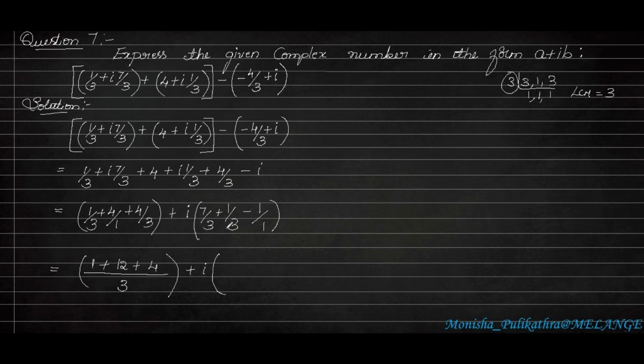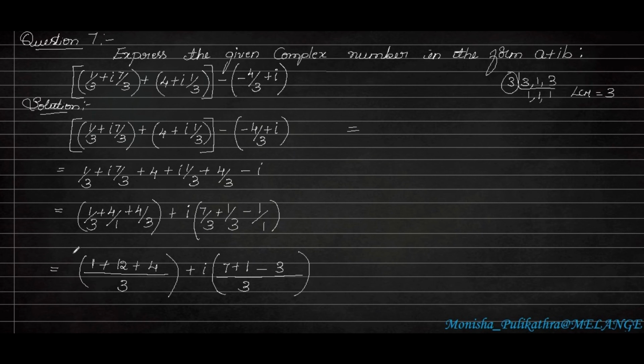Plus here also 3 and 1 is there. Again the LCM is 3 itself. So 3 1s are 3, 1 into 7 is 7. Plus 3 1s are 3, 1 1s are 1. Minus 1 3s are 3, 3 1s are 3. Fine.